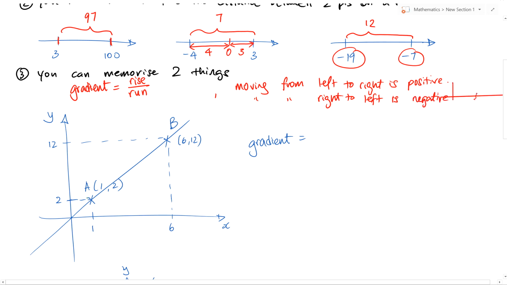Okay, so these are the prerequisites that we need to know in order to be able to find gradient or slope of straight lines. So the first example, I've got 2 points over here, point A and point B. Point A has the x coordinate of 1, y coordinate of 2. Point B has the x coordinate of 6 and y coordinate of 12. To find the gradient, this is where we need to call out the first thing that we have to memorize, which is the formula. Rise over run.